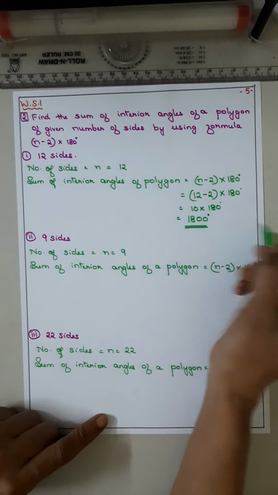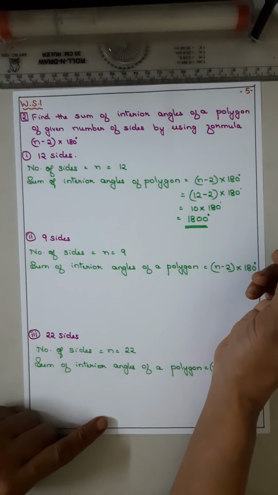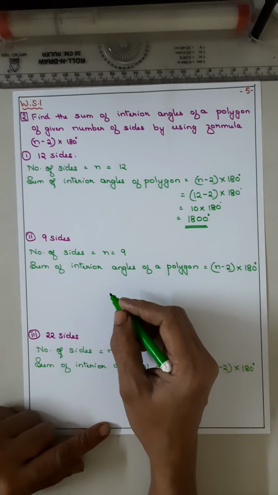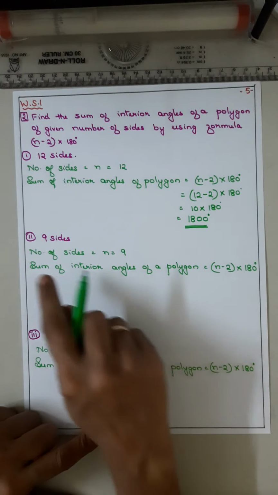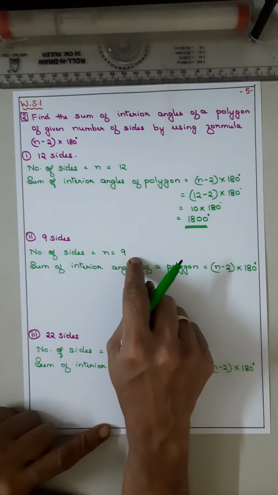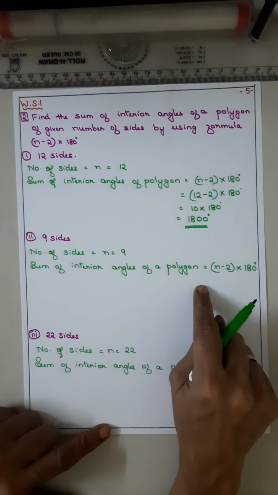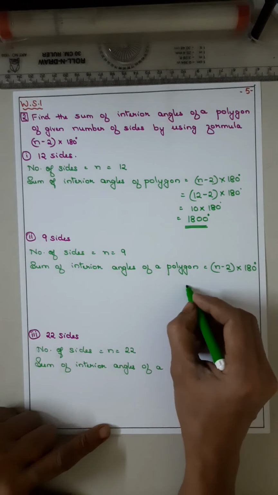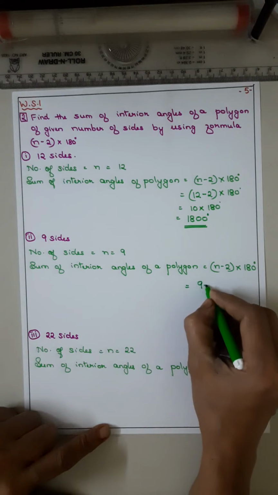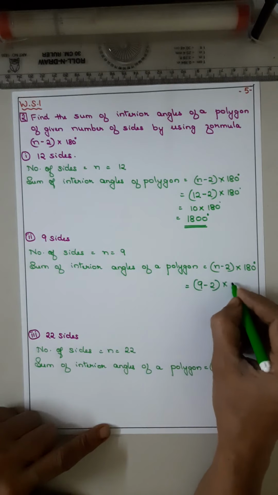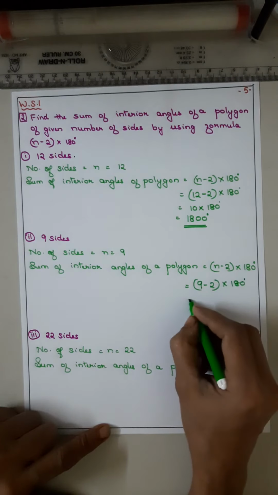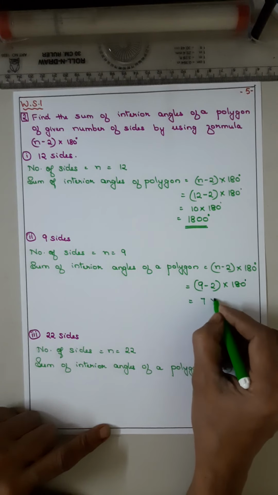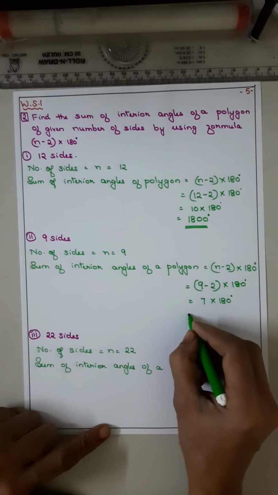1800. That is 1800 degrees. Now the second question, subdivision: it is 9 sides. So write, number of sides n is equal to 9. Sum of interior angles of the polygon is equal to (n minus 2) into 180. n is 9, so (9 minus 2) into 180. That is 9 minus 2 is 7, into 180.